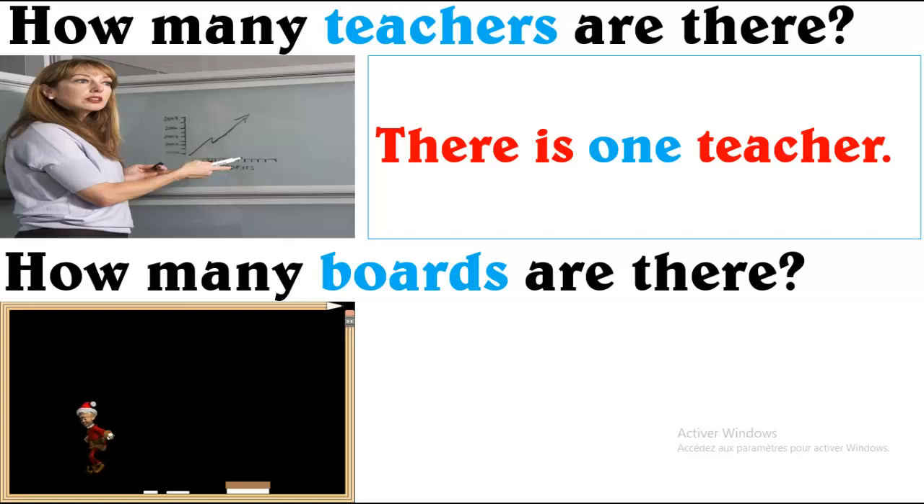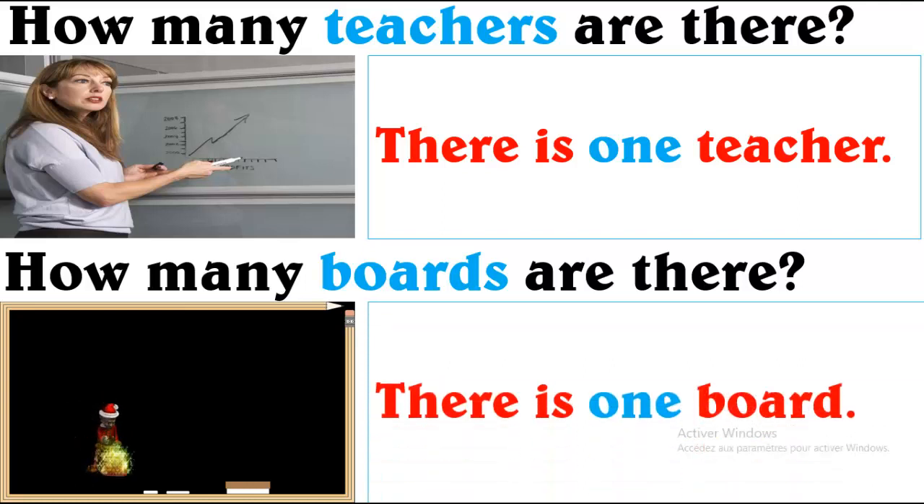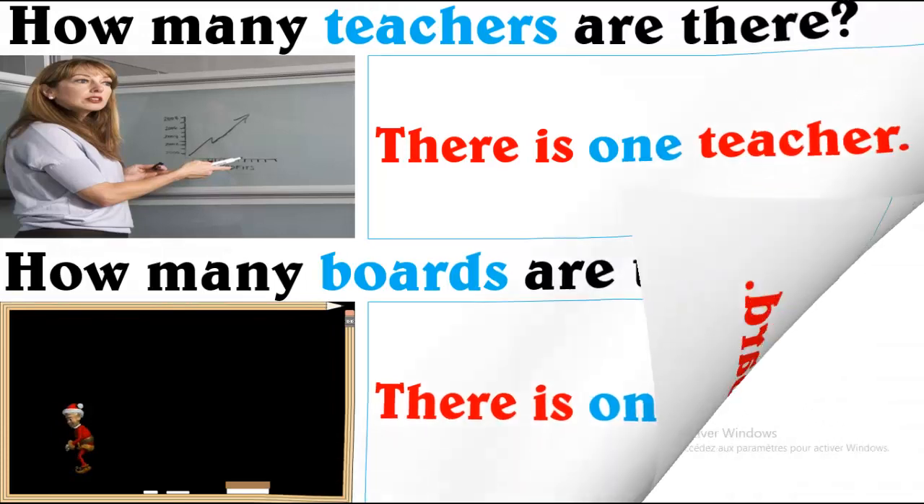How many boards are there? Il y a combien de tableaux ici? Un seul tableau. There is one board. So there is goes with one, the singular. There is a teacher, there is one teacher. There is a board, there is one board in the classroom.